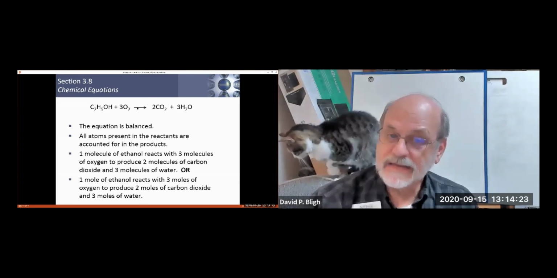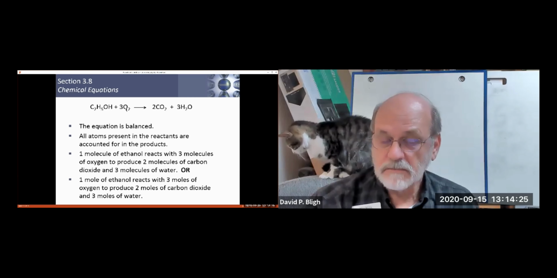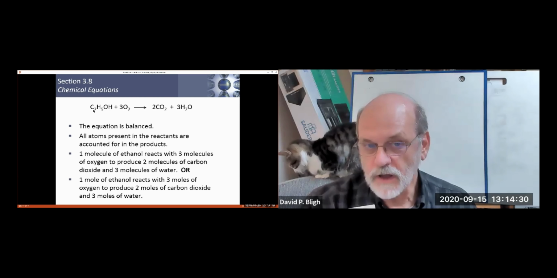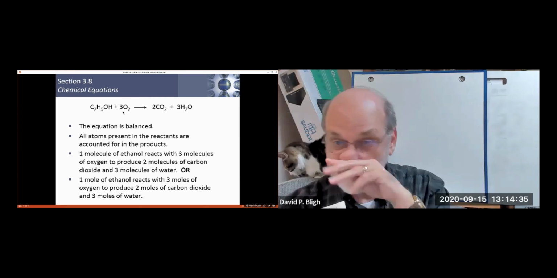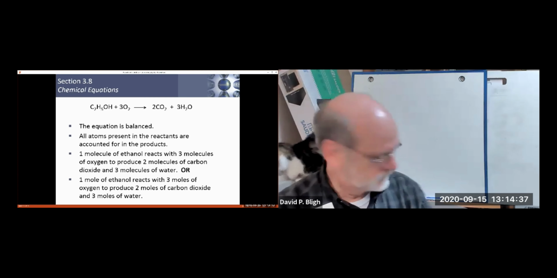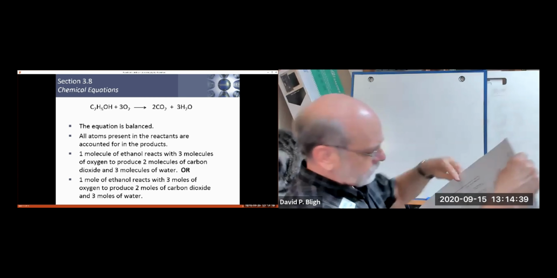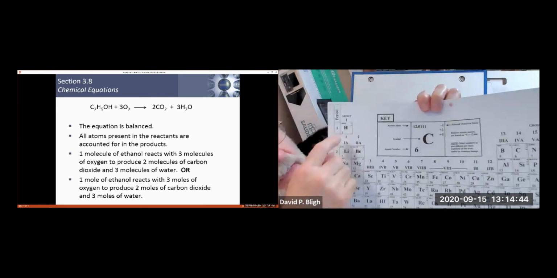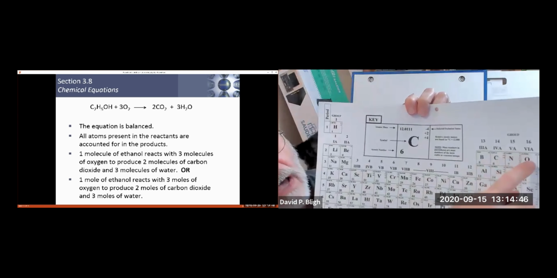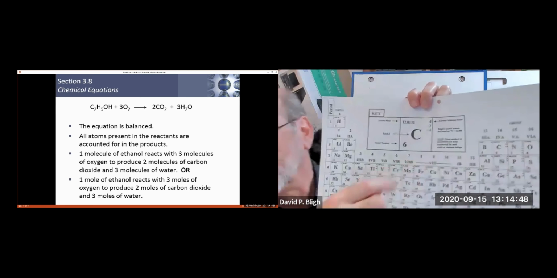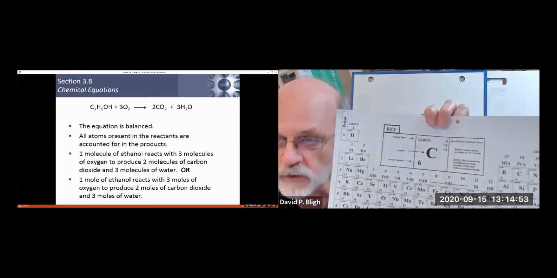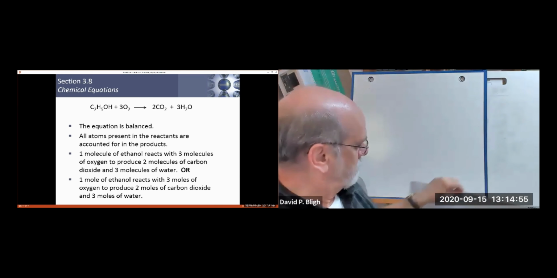Now, what does this mean? A balanced equation can mean one of 2 things. There's 1 molecule of ethanol plus 3 molecules of oxygen. And remember, oxygen is one of the diatomics. Remember the diatomics. Let's see, here we go. Hydrogen, nitrogen, oxygen, fluorine, chlorine, bromine, iodine. Those are the diatomics at normal atmospheric pressure and room temperature.